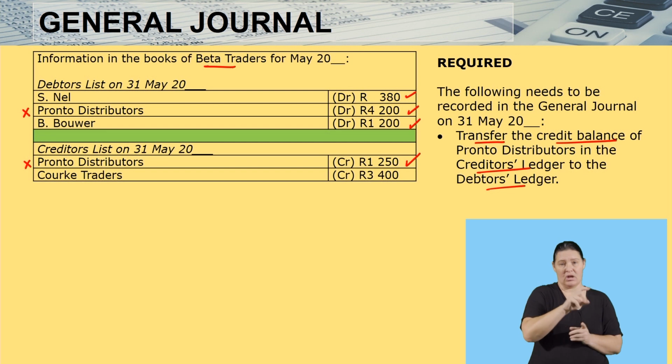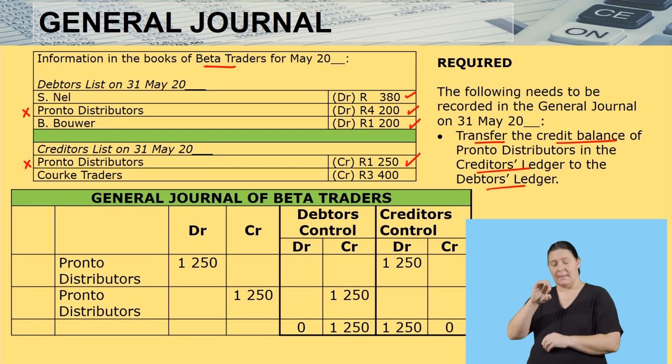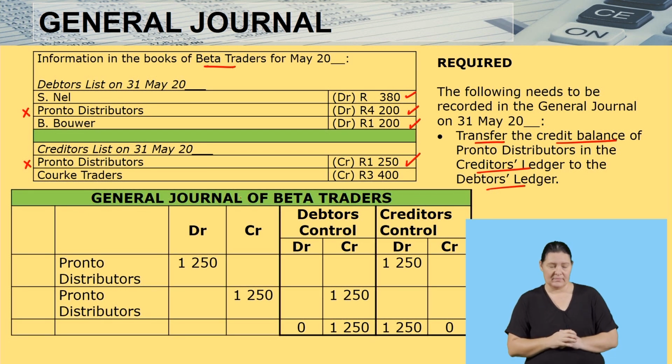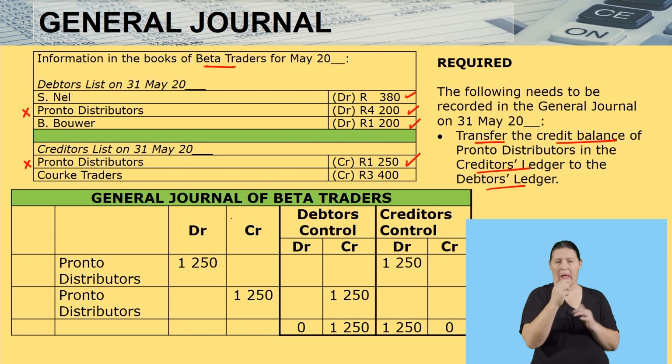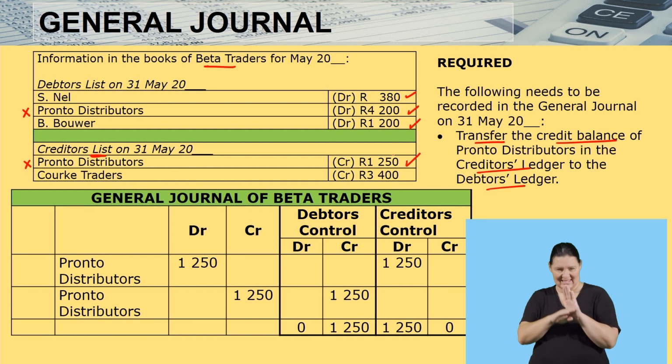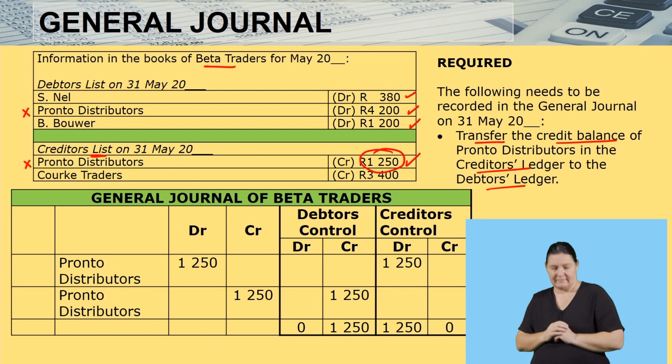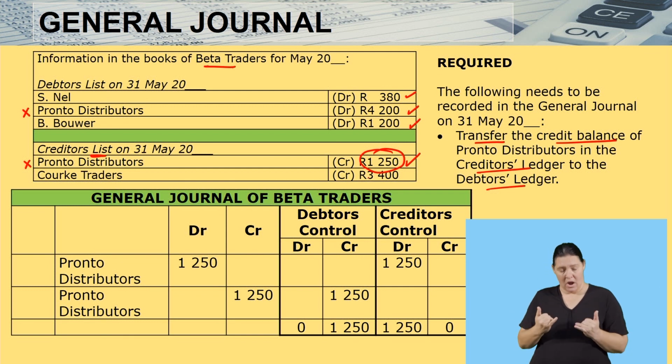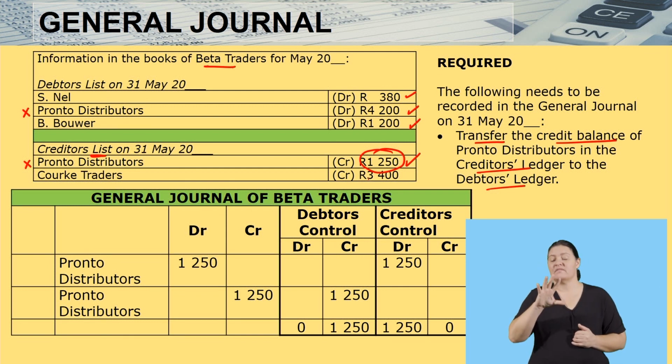Let's quickly see how we can do that then. In the general journal, remember, the first key is to look for the account with the smaller amount. So where do you find the smaller amount? It is in the creditors list. And the smaller amount is 1,250. So we will now transfer 1,250 between our debtor and our creditors.